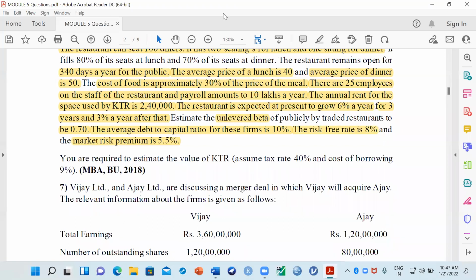market premium is given. Can you tell me in the chat box why this information is needed over here? What is the purpose of giving this information? Can you put your answer in the chat box? Why have they given all this information? What do they want us to do from this? Okay, I got one answer. What is the purpose of this information? Beta, then RF value, premium value. Only one person has answered as of now. Others?